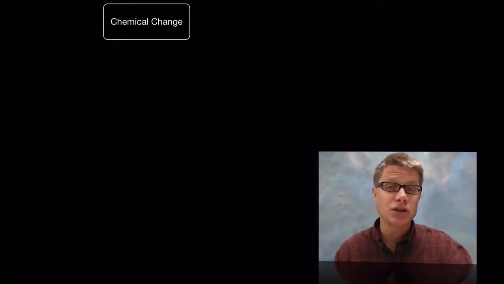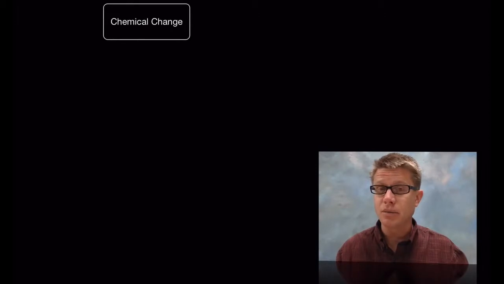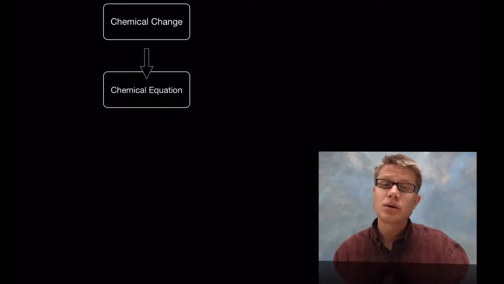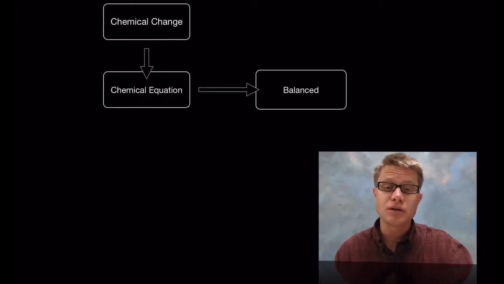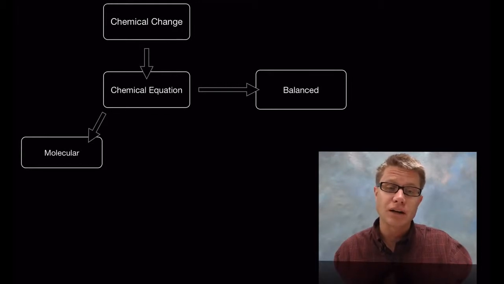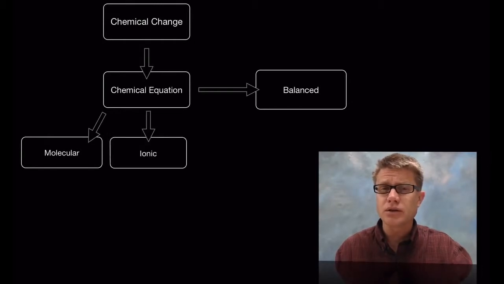And so when you have chemical change, remember what's happening is we're breaking bonds and forming new bonds. What we can do is write a chemical equation that represents that. It has to be balanced in order for it to be useful, especially when we're looking at stoichiometry. And so a general equation of that is going to be a molecular equation. That's the kind of chemical equation you've used your whole life. But there are 2 other equations that are important.